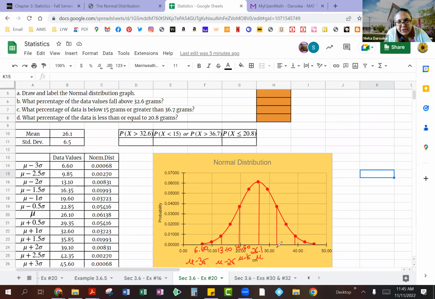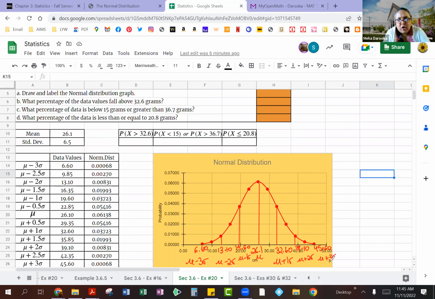Okay, then we had 32.60 on the other side, so that's +1. 39.10 was at 2 standard deviations above, and then 45.60 is 3 standard deviations above.